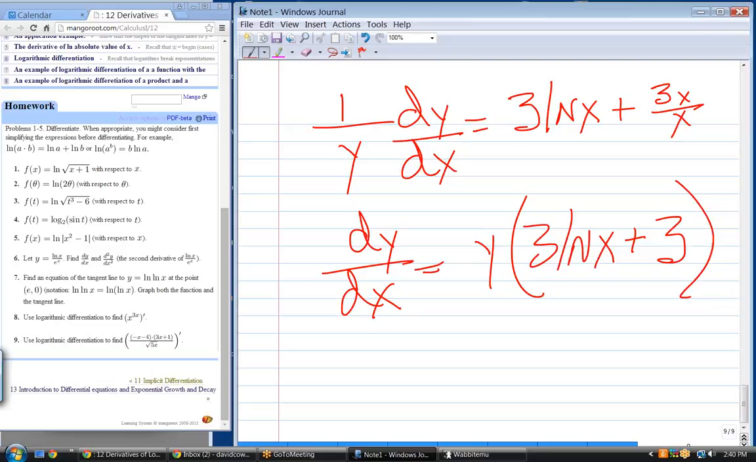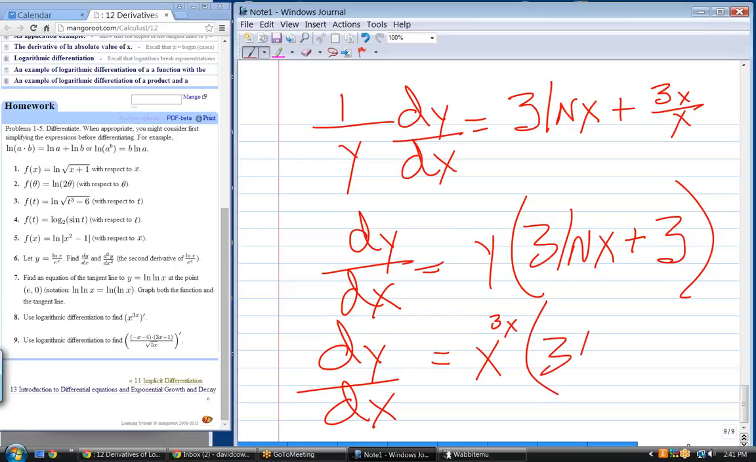You with me? Now, what is y? x to the 3x. In other words, if we want our final answer to be a function of x entirely, that's it. Okay.